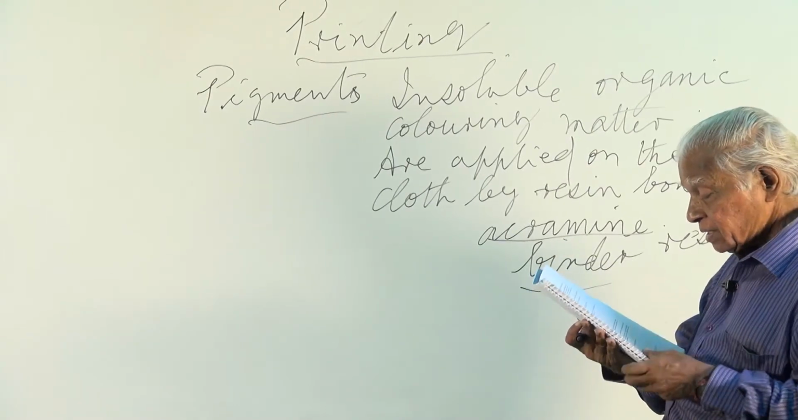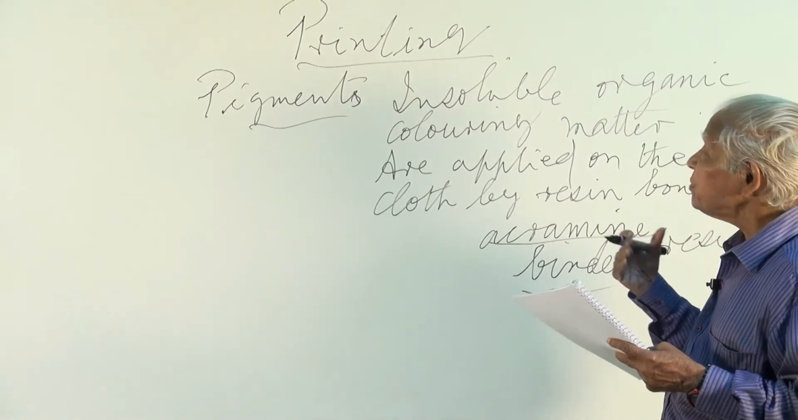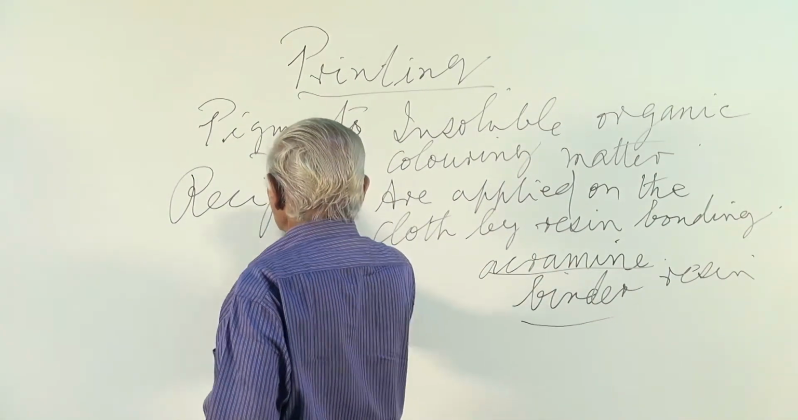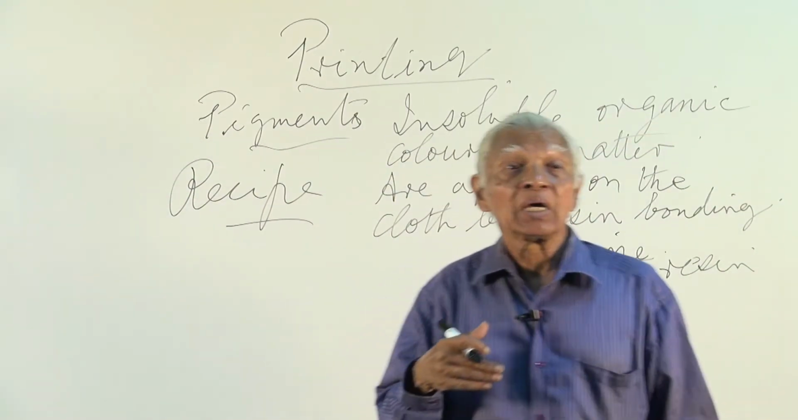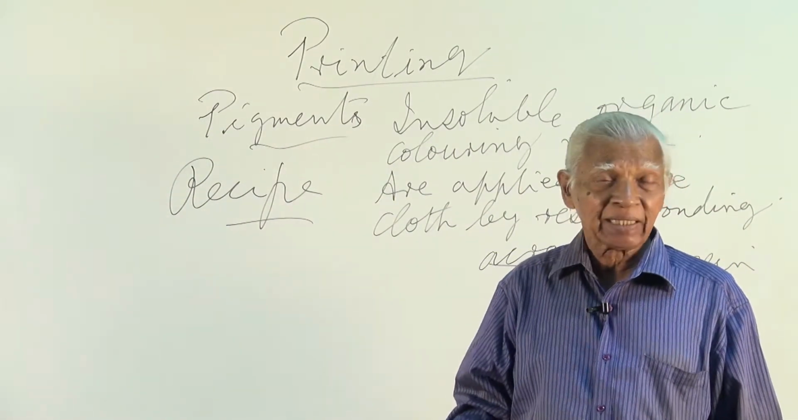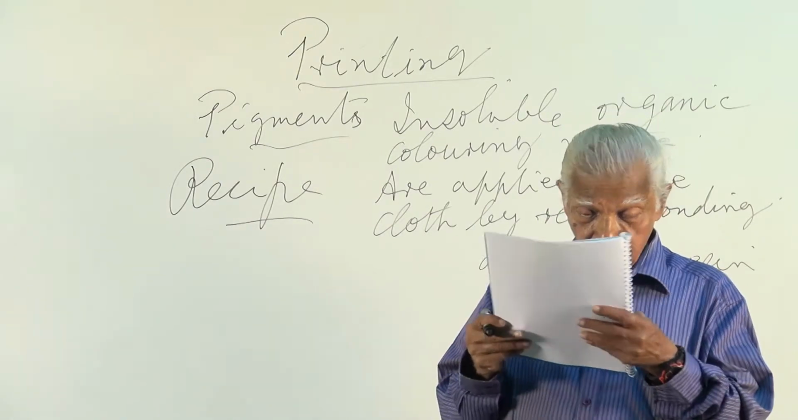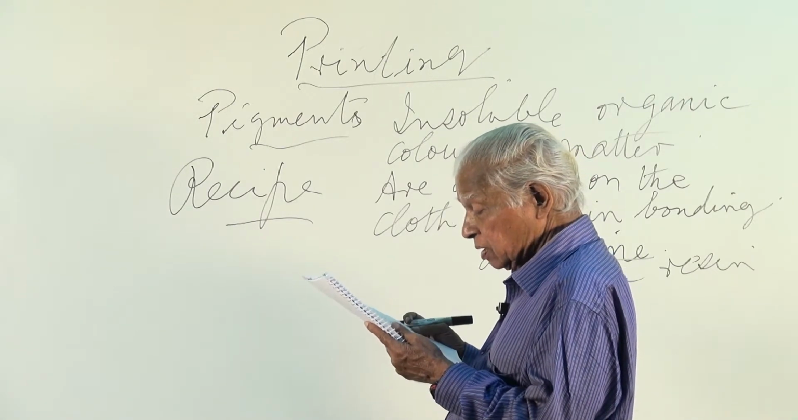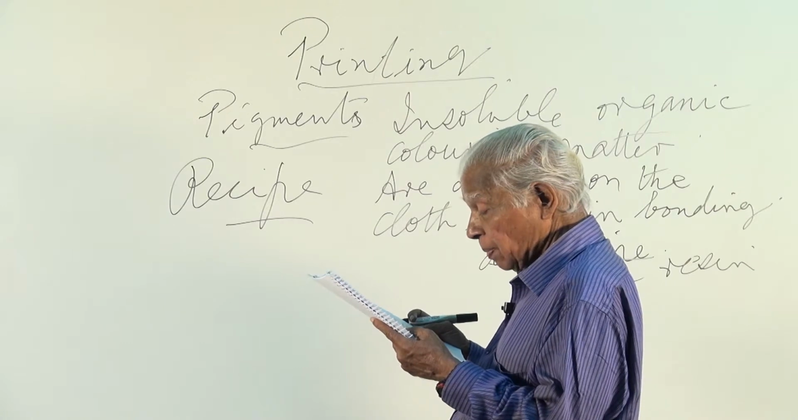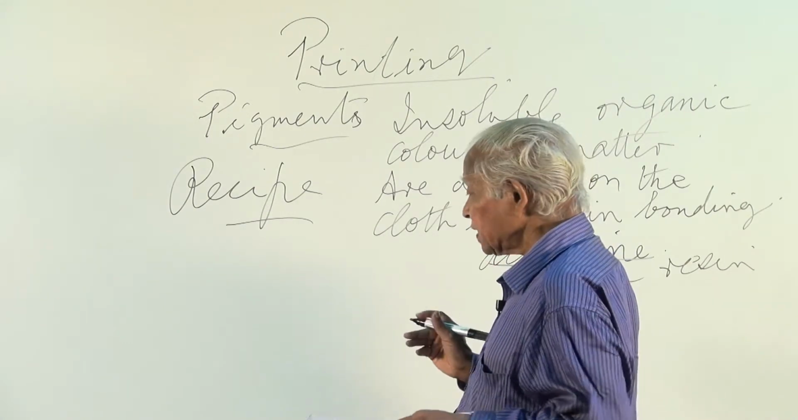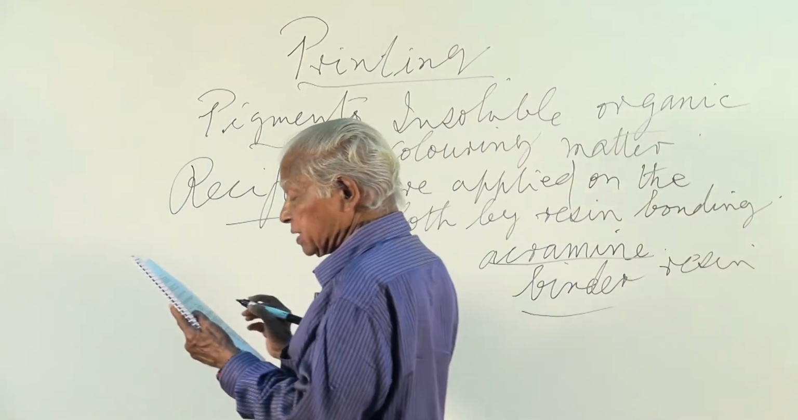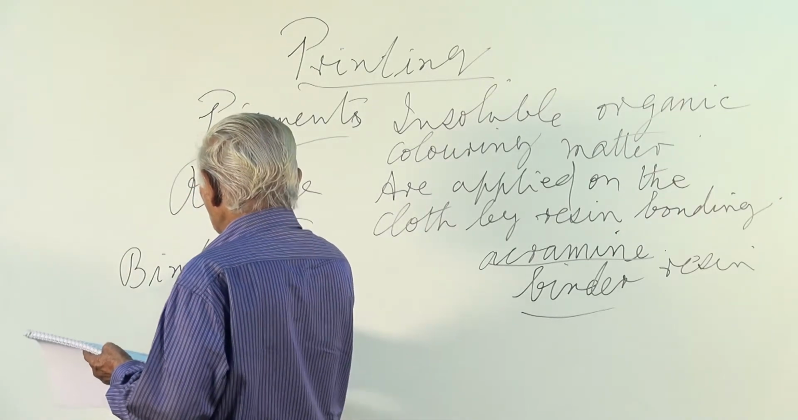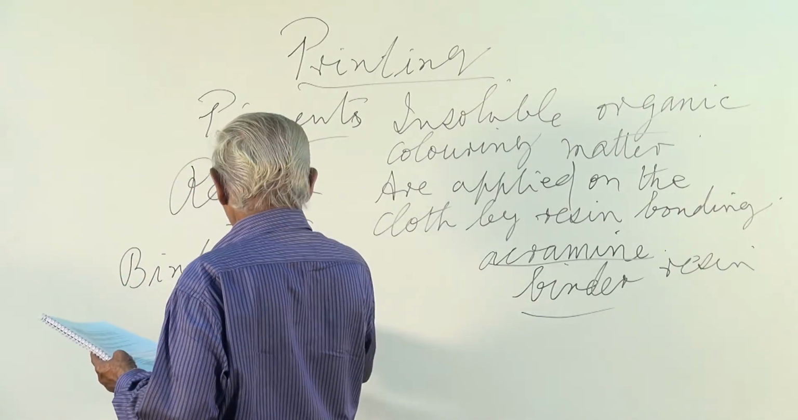Now let us see the recipe that is used in printing. Recipe means the ingredients that are used for preparing the printing paste and then to apply that onto the fabric. Generally, we use an emulsifier and a binder and turpentine and water. The whole thing is made up of 100%. Let us see an example of that. Binder is 10%.